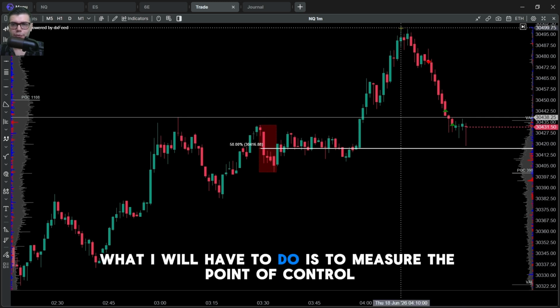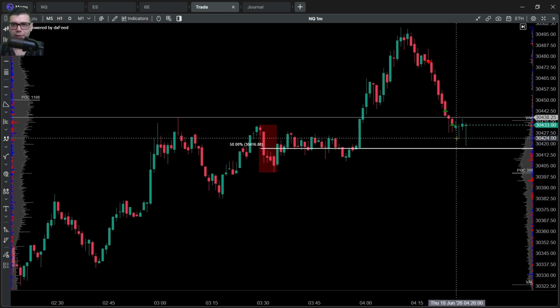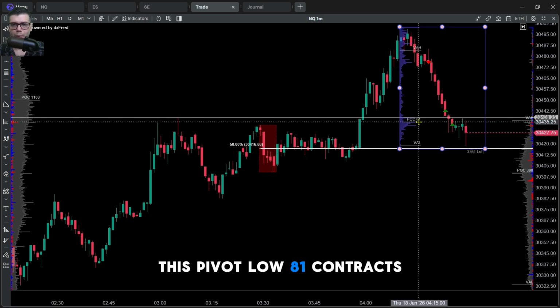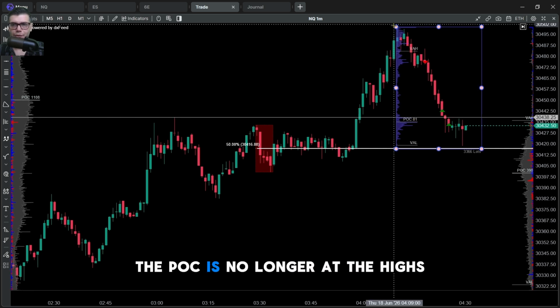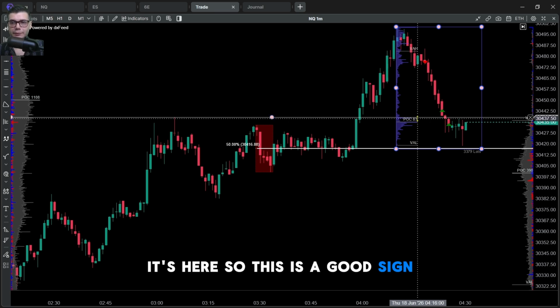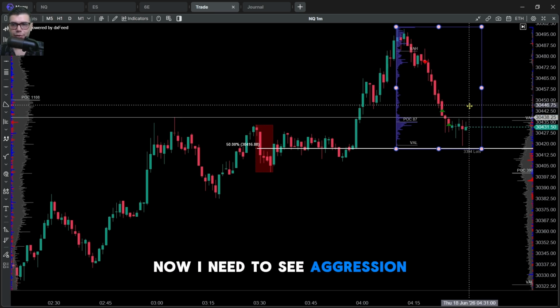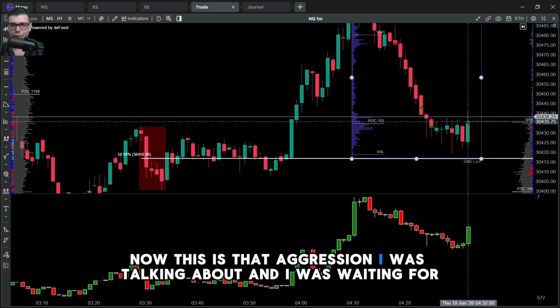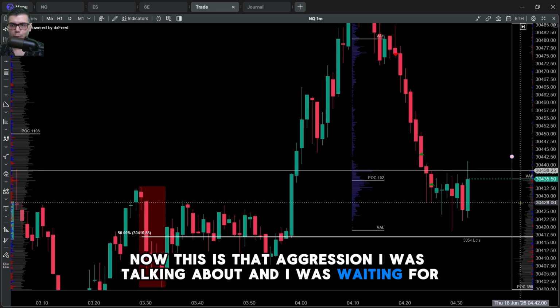What I will have to do is to measure the point of control from this pivot high to this pivot low. 81 contracts, the POC is no longer at the highs, it's here. So this is a good sign. Now I need to see aggression. Now this is that aggression I was talking about and I was waiting for.